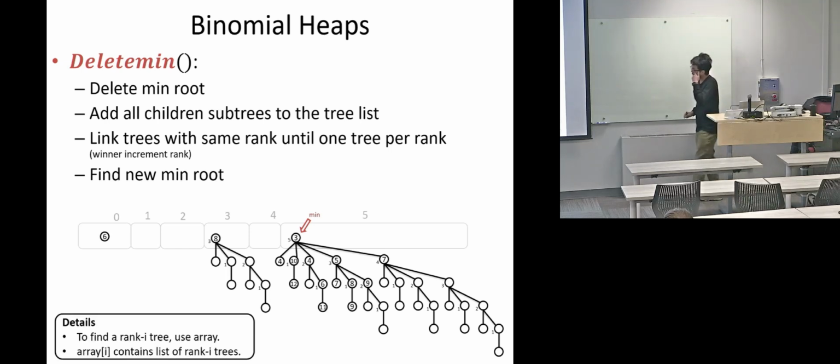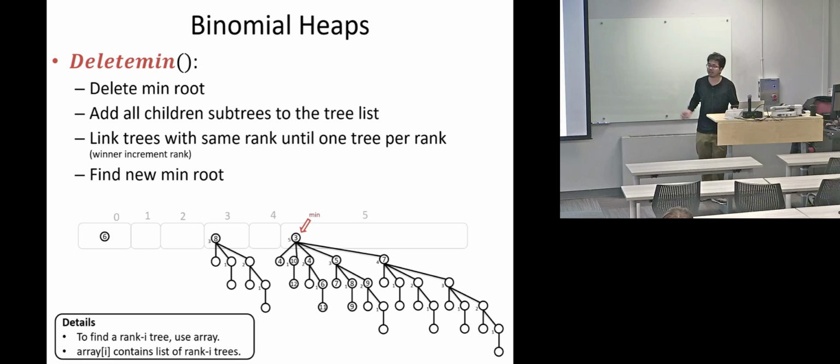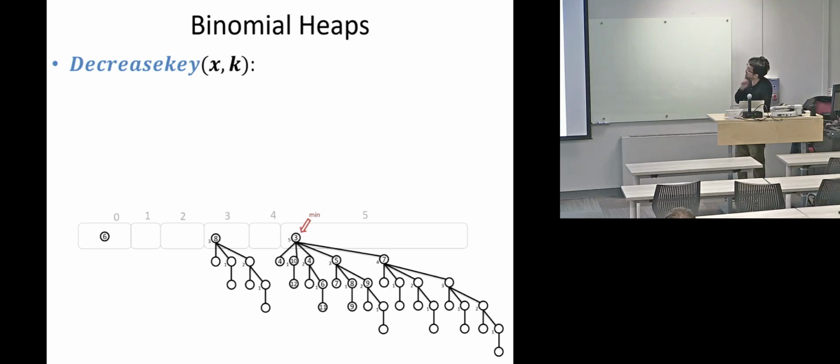So just some details like this bucket here. I think this is actually an array, so that I can find a rank i tree just by looking at the array at cell i, and each of these array cells maintains the list of trees of rank i. Okay. So with this, I can keep finding a tree to link, if I still can link them. Okay.